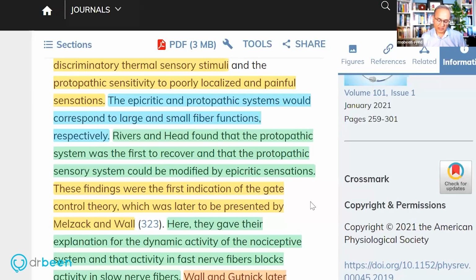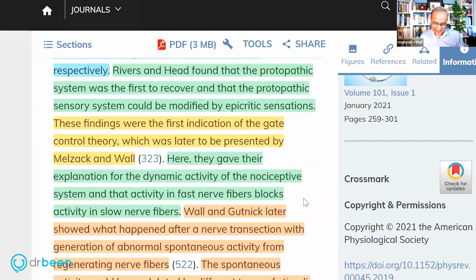Rivers and Head found that the protopathic system, the pain system, was the first to recover, and that the protopathic sensory system could be modified by epicritic sensations. What they're saying is that touch, pressure, vibration, two-point discrimination, these can actually gate the pain. And we know that today: if you have pain somewhere, you try to press on it, and that is a tactile sensation, which then gates the pain in the spinal cord, and not only in the spinal cord, in the dorsal root ganglion as well. Very few people know this part. I'm sure all the neurologists know this, but very few non-neurologists.